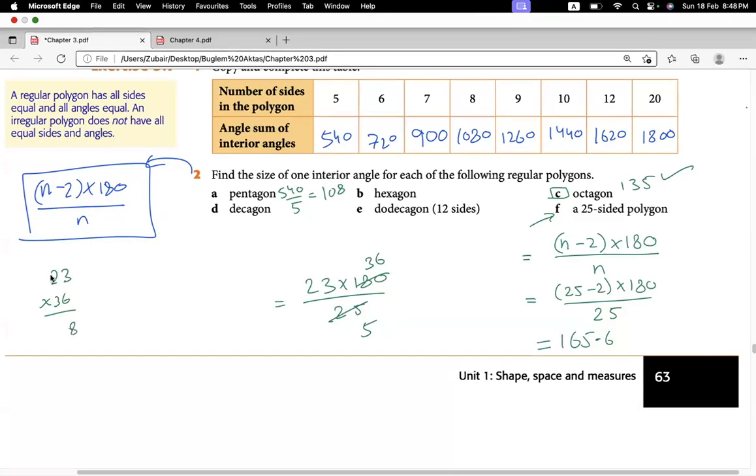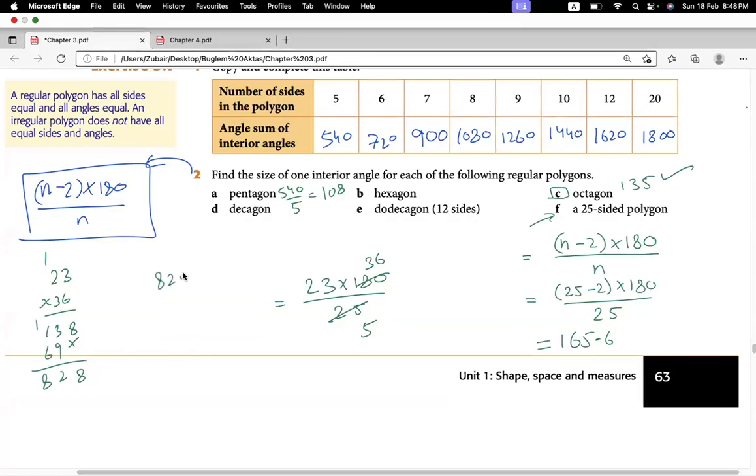6 3 times is 18, 8 carry 1. 6 2 times is 12, 13. 3 3 times is 9, 3 2 times is 6. So that is 8, 9, 10, 11, 12, 2, 1, 6, 7, 8. 828.